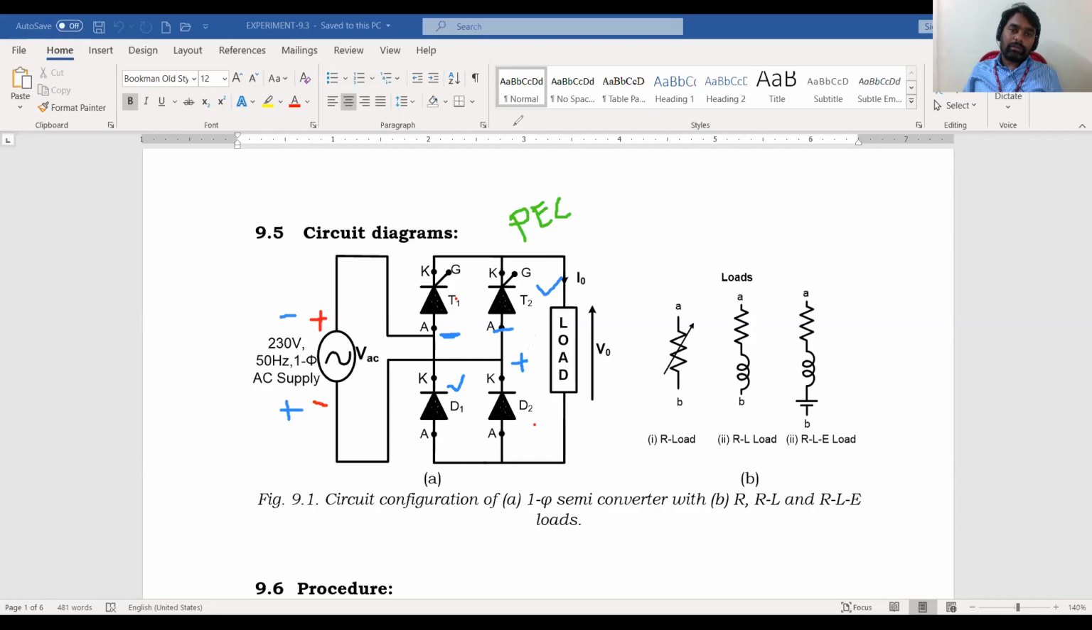So if you trigger T2, which is in forward bias condition, it will conduct and it will take the current path like this. The current obviously is from the positive terminal. It has to take from the source like this: positive, load, D1 anode, D2 cathode, D1 cathode, and back to the source like this. So this is the direction of the current.